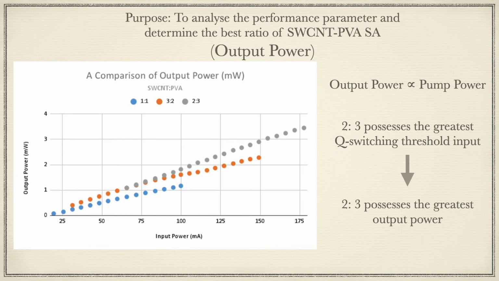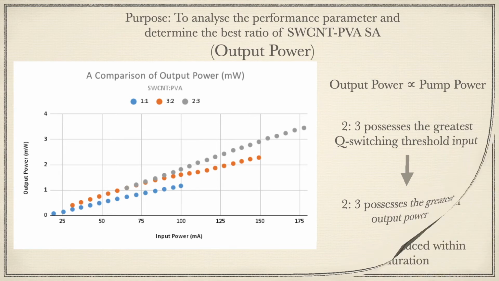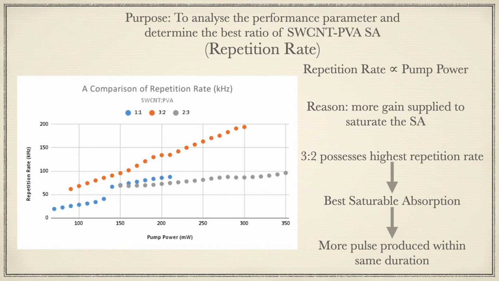By studying the Q-switching threshold, the ratio of 2:3 possesses the greatest threshold input. Meanwhile, it also demonstrates a comparatively greater output power. When increasing the pump power, the repetition rate of the ratio 3:2 is recorded as the highest, which is approximately double the other ratios of SWCNT saturable absorber.